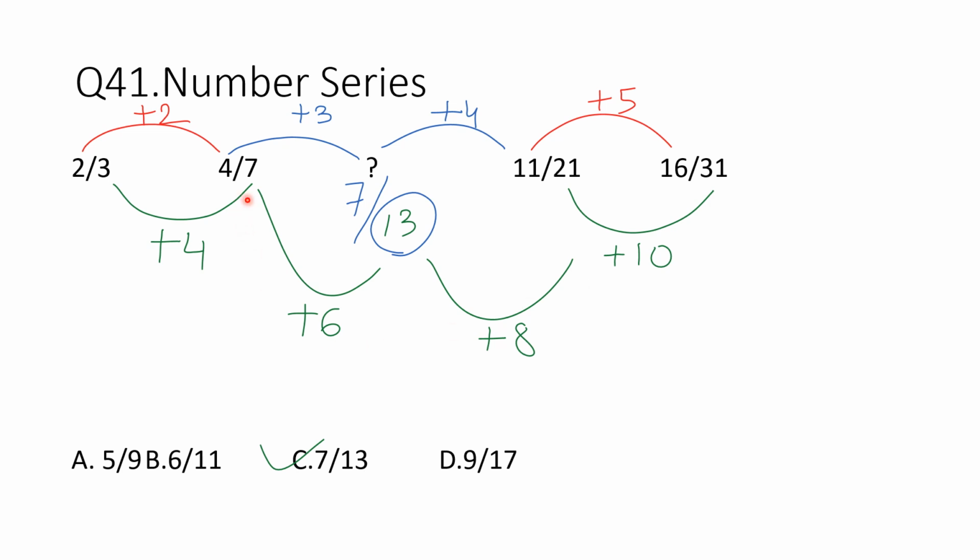But does that actually prove to be right for this? 7 plus 6, 13. 13 plus 8 is 21. It makes sense. And do we have this 7 by 13? Yes, we have it. I hope this is clear to you.